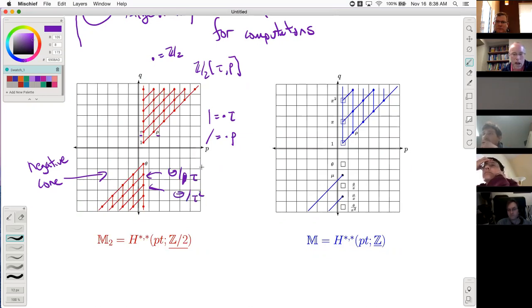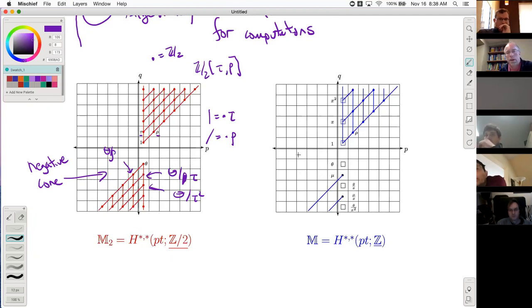So I don't mean that tau is invertible. It's not. But this is just a convenient name to give that class because when I multiply by tau, I get theta. Okay? And likewise, this class is theta over rho squared, etc. So you have this infinitely divisible chunk of the ring. This is a non-Noetherian ring, although it's not a terrible non-Noetherian ring.